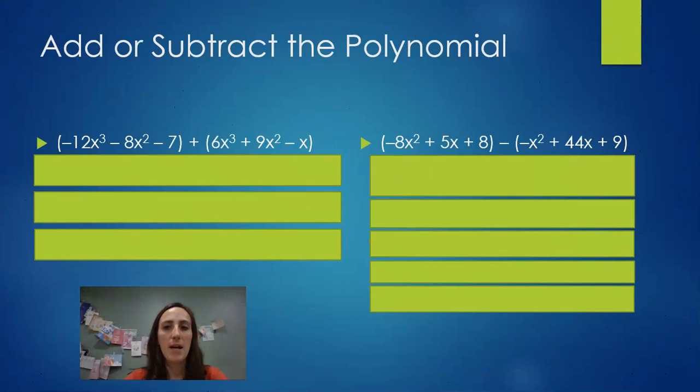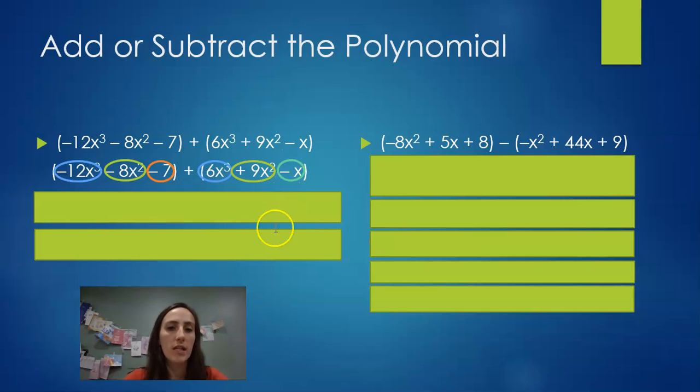Add or subtract the polynomial. Negative 12x cubed minus 8x squared minus 7 is getting added to 6x cubed plus 9x squared minus x. When we add polynomials, all we are doing is looking for like terms.